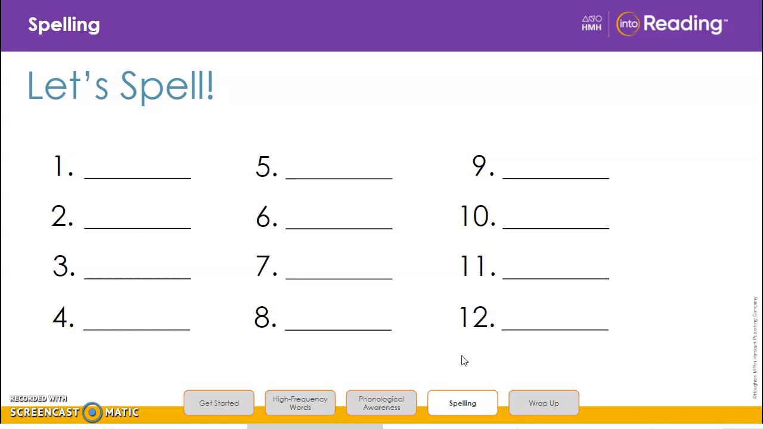Number 4, hot. The stove is hot. Hot. Remember, you can pause the video anytime if I'm going too fast. Number 5, hop. A rabbit can hop away. Hop. Number 6, on. I stood on a ladder. On.